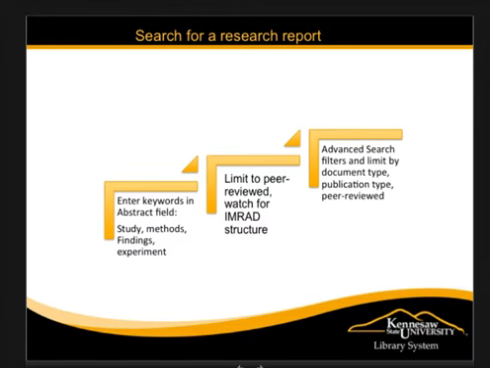If it's not the case, you can type keywords in a search field called abstract. You can type study, methods, findings, typical keywords and typical sections for any research study report. Limit to peer-reviewed journals and watch for the so-called IMRAD structure: introduction, methods, results, and discussion.